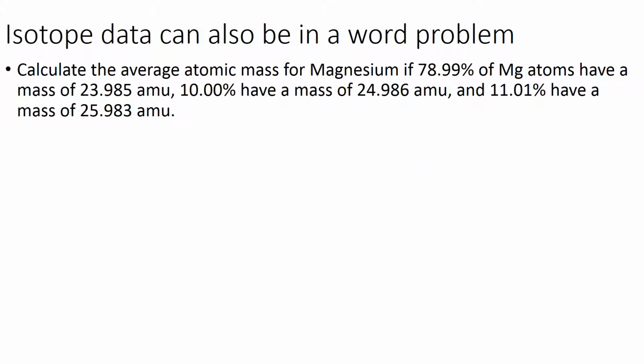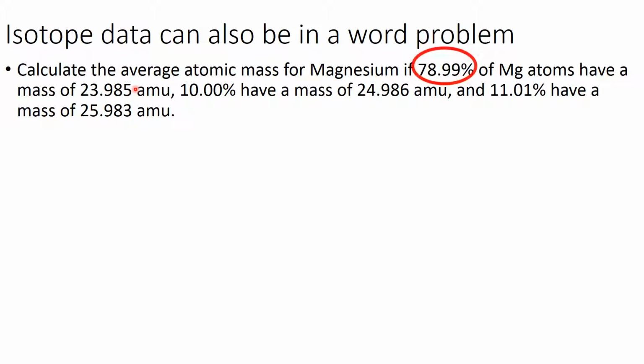The last thing we're going to do is a word problem, because we often get isotope data in the form of a word problem on a test, for instance. And they're not as conveniently organized as a table, but they are pretty easy to read when you actually dig into it. The key is that the numbers are always next to each other. So a percentage and a mass are going to be side by side.